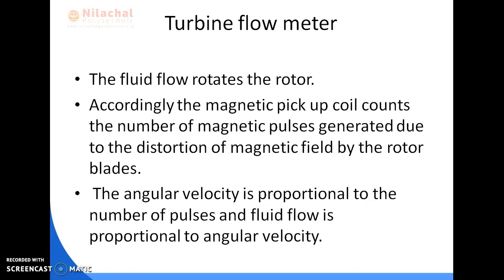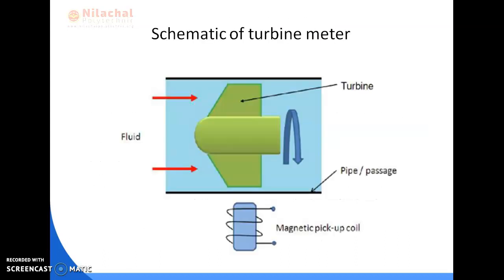When the fluid flows inside the pipe, it will rotate the rotor. Accordingly, the magnetic pickup coil counts the number of magnetic pulses generated due to the distortion of the magnetic field by the rotor blades. The angular velocity is proportional to the number of pulses, and the fluid flow is proportional to the angular velocity. Here we can see the schematic diagram of the turbine flow meter.